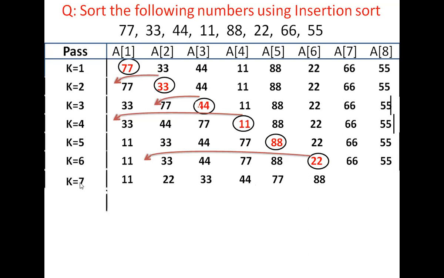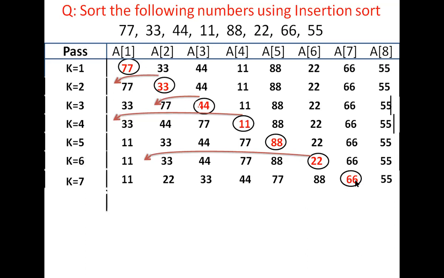K is equal to 7, step number 7 or pass 7. So copy the remaining numbers as they are and identify the number to be inserted. So A of 7 is the element to be inserted. What is the element in A of 7? 66 is the number. So circle this number, and this is the number to be inserted into its proper position.